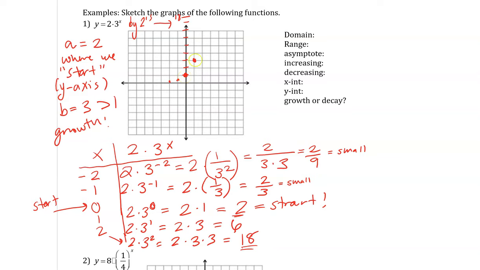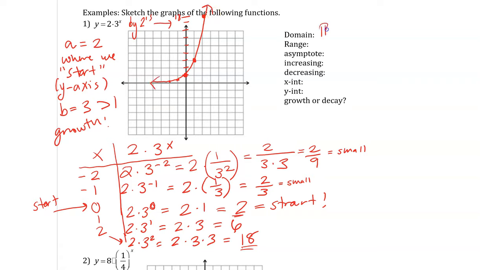And then I have to multiply that by another 3. So when I go to x is 2, I have to go all the way up to 18. You can see that drastic growth, right? This number is 3 times bigger than that. This is 3 times bigger. That's 3 times bigger. They're all going up by multiples of 3. And there we go. There's our exponential curve.